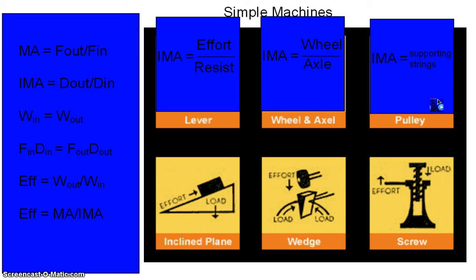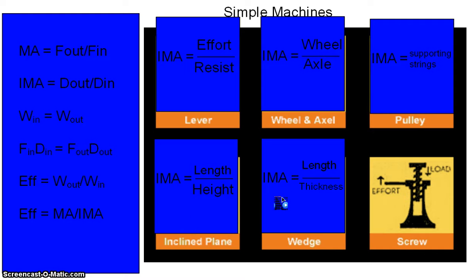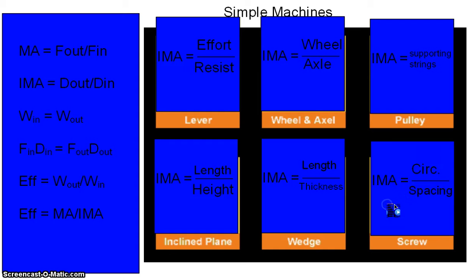For an inclined plane, the ideal mechanical advantage is the length of the plane divided by the height it lifts the load. For a wedge, the ideal mechanical advantage is the length divided by the thickness. And for a screw, the ideal mechanical advantage is the circumference divided by the spacing between the threads.